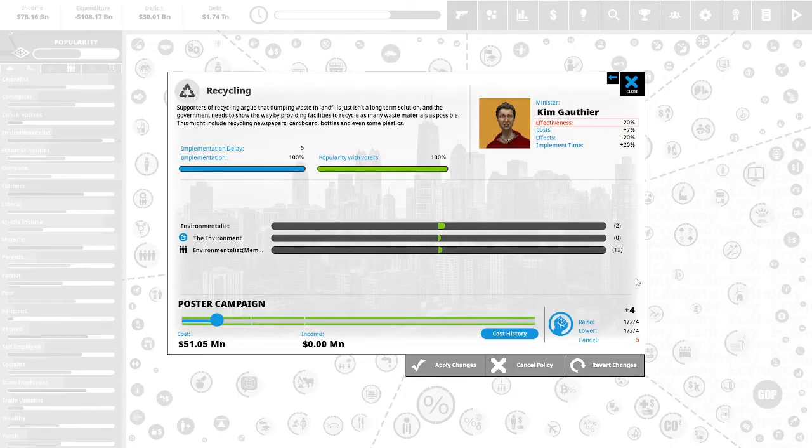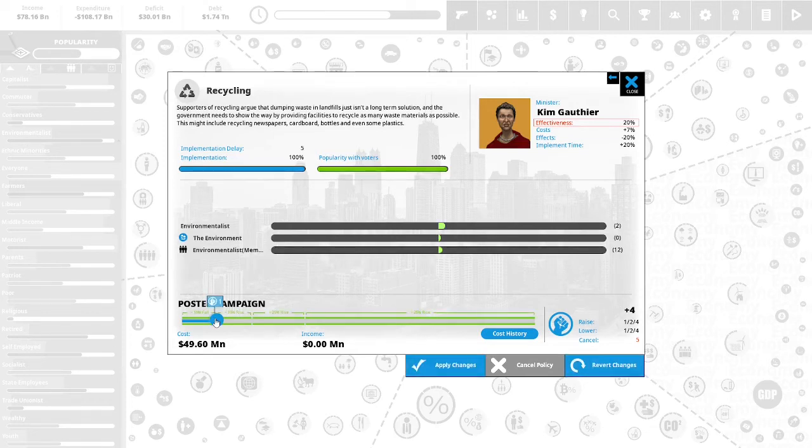We had an embarrassment with recycling a few terms back, so we are going to invest in some recycling. This is 100% popular with the vote. Supporters of recycling argue that dumping waste in landfills just isn't a long-term solution, and the government needs to show the way by providing facilities to recycle as many waste materials as possible. This might include recycling newspapers, cardboard, bottles, and even some plastics.